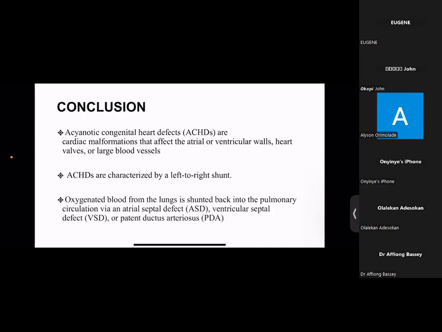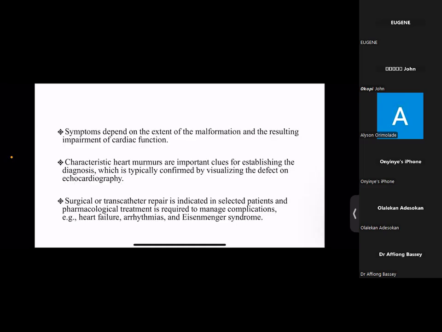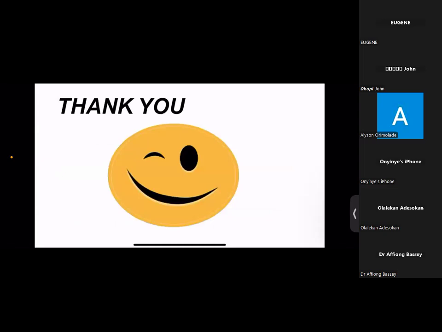In conclusion, acyanotic congenital heart defects are cardiac malformations of the walls of the heart, from the atria, ventricles, and blood vessels, and they can result in left to right shunts. But it's important to note that with complications and development of Eisenmenger syndrome, there's a reversal resulting in right to left shunts. Different heart murmurs are heard, and this can help make a diagnosis. Surgical or transcatheter repair is indicated in patients. Pharmacological therapy is indicated when patients have developed heart failure or Eisenmenger and have arrhythmias. Thank you.